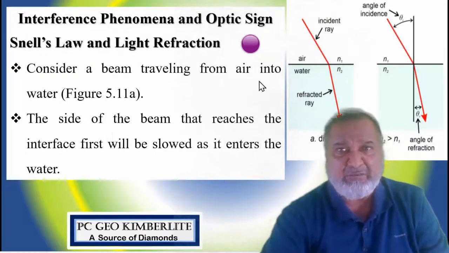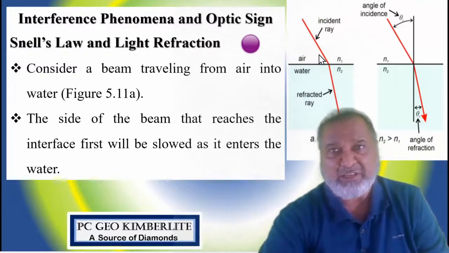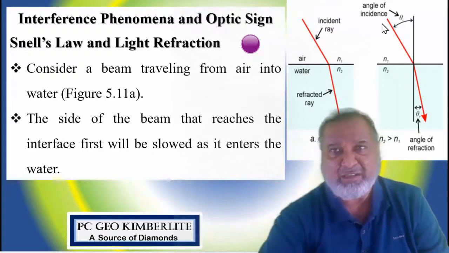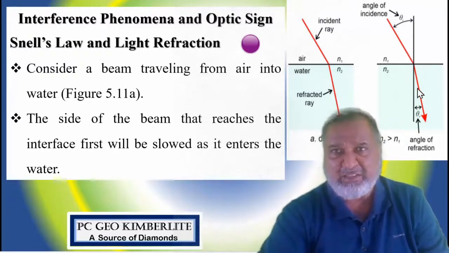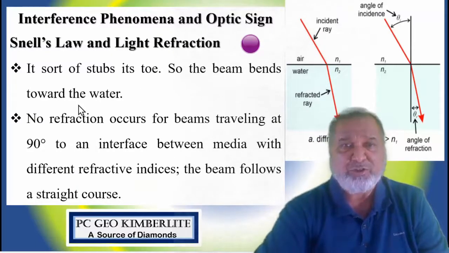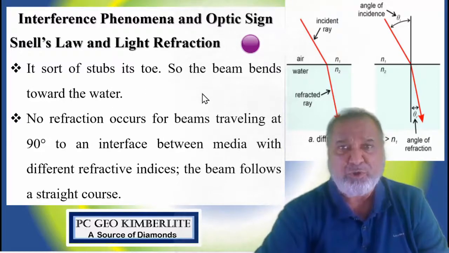Consider a beam traveling from air into water. Here we have the incident beam and the refracted beam. Whatever angle is made is the angle of refraction. The angle of incidence you can measure from the vertical, and the same for refraction. The side of the beam which reaches the interface first will slow as it enters the water, so the beam bends towards the water.